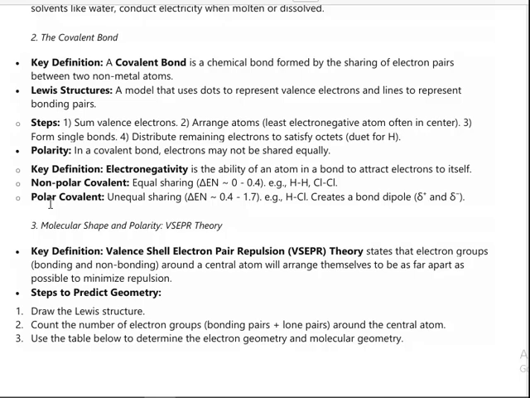Now to polar covalent bonds. For a polar covalent bond, you have unequal sharing, meaning that the change in electronegativity is between 0.4 and 1.7. So take note of it. Unequal sharing because the change in electronegativity is between 0.4 and 1.7. An example is HCl.